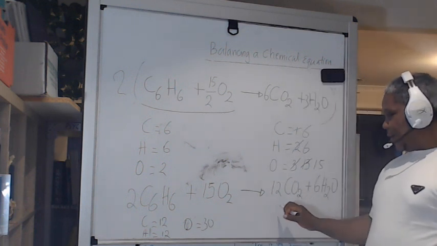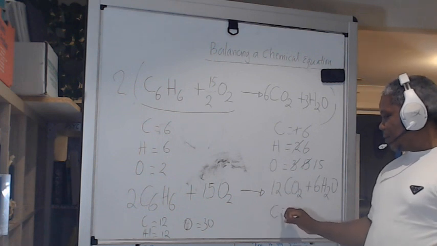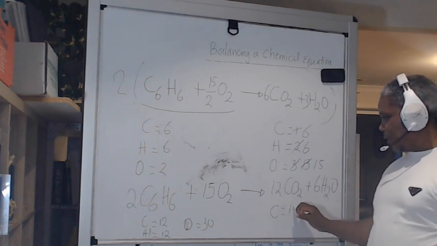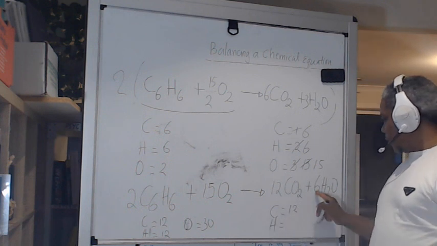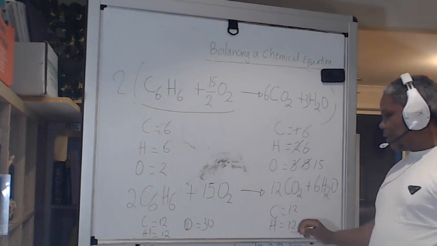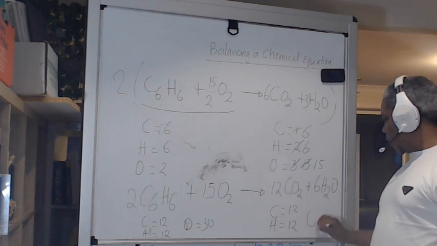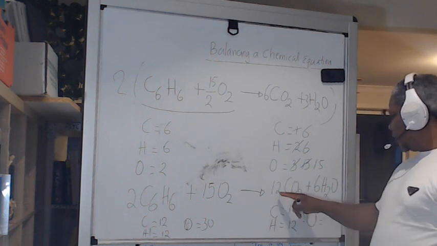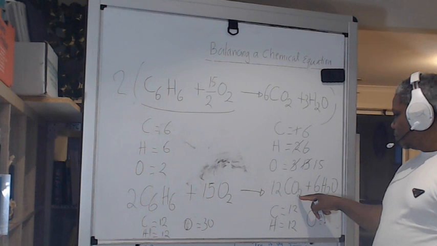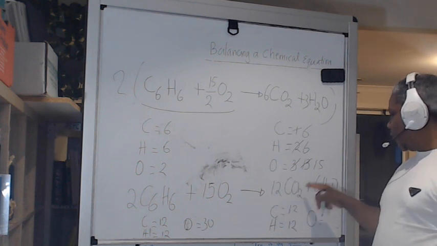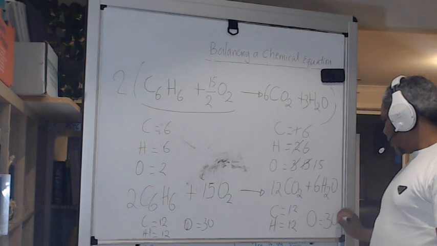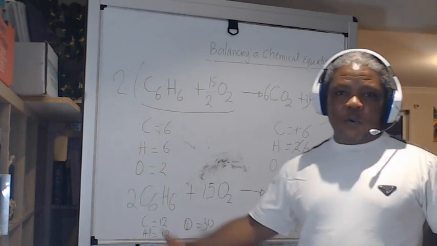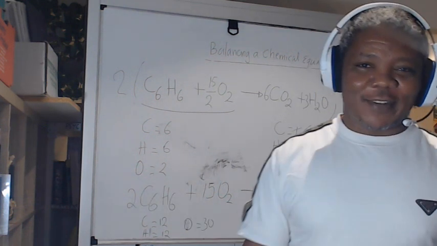On this side here, we have carbon, that is 12. Is it the same? Good. We have hydrogen, that is 12. Is that the same? Good. And then we have oxygen, that is 24. So 12 times 2, 24, plus 6 times 1, so that's 30. And that makes it. All right. Good. And you're done with that chemical equation.